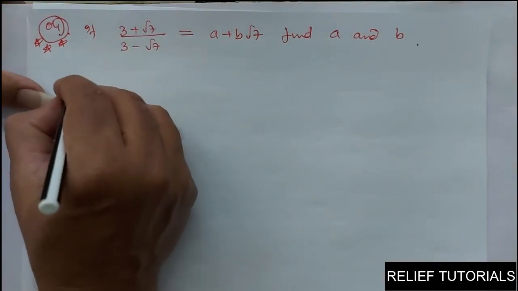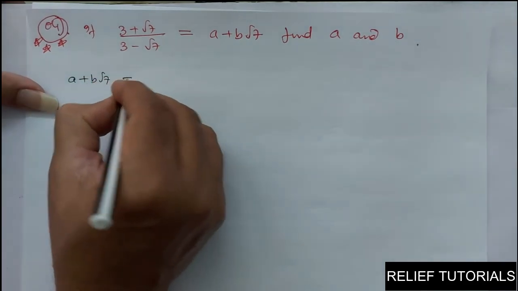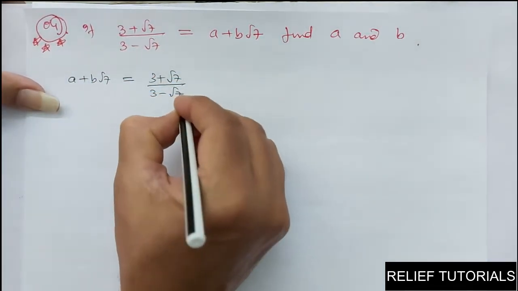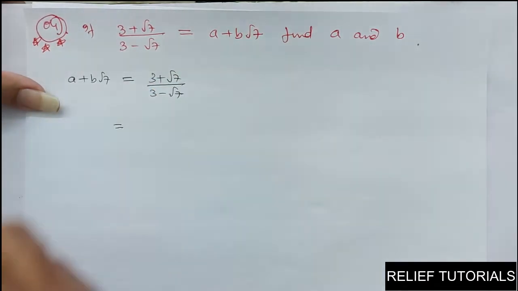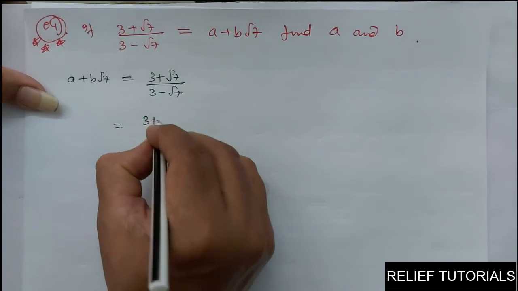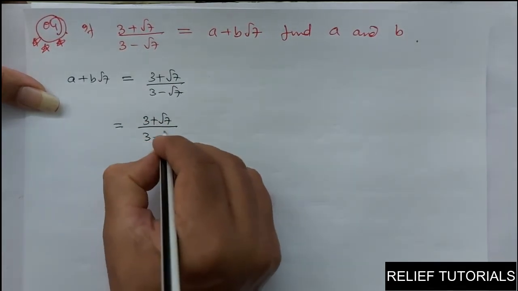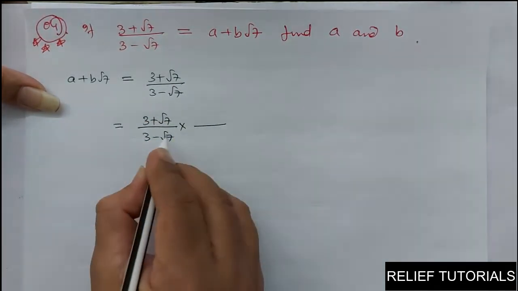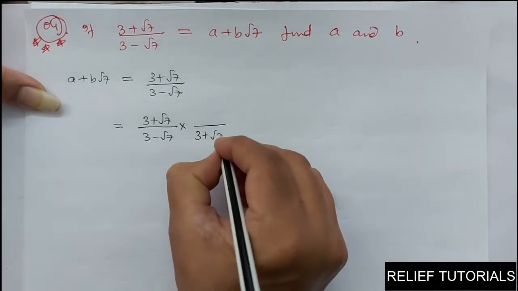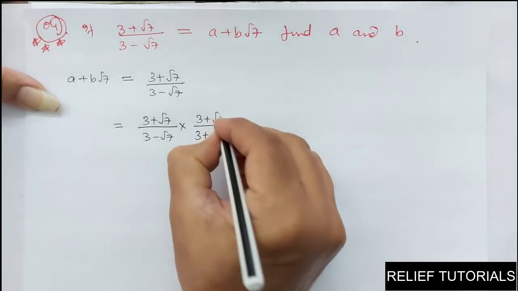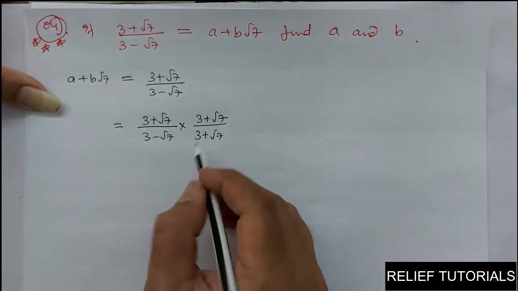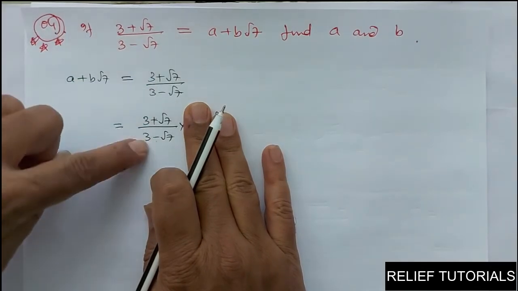See, a plus b root 7 is equal to 3 plus root 7 upon 3 minus root 7. So I will solve this, you know, by rationalizing the denominator. So 3 plus root 7 upon 3 minus root 7, I have to multiply with its conjugate. So the conjugate is 3 plus root 7. Here also 3 plus root 7. So we are multiplying numerator and denominator by the same number, so that will get cancelled. Value will not change. Both are equal.